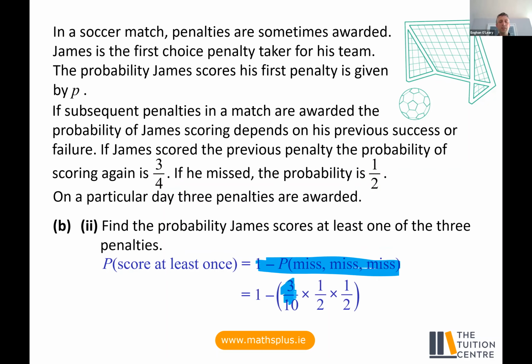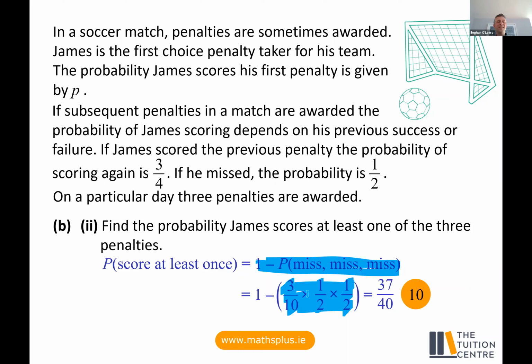Probability of him missing the first is 3 over 10, but if he misses the first, the probability of missing the second is a half. The probability of missing the third is a half if he has missed the second. So the probability of missing all 3 is 3 over 40. The probability of scoring at least once is 1 minus 3 over 40. It is 37 over 40. And that's another 10 marks.